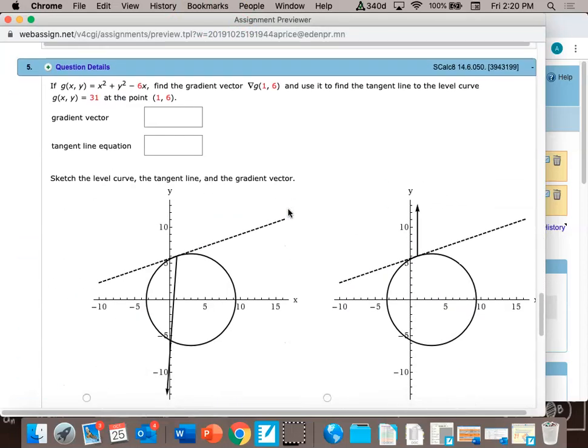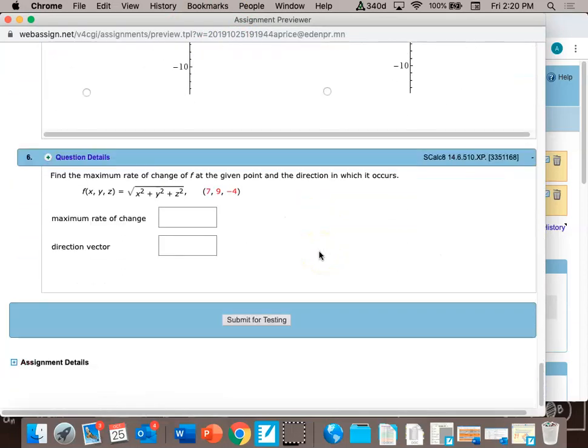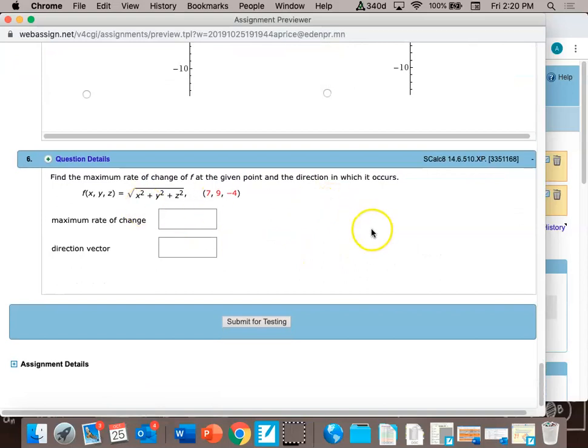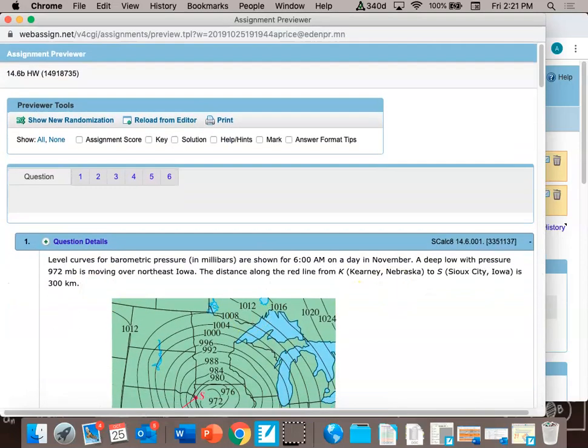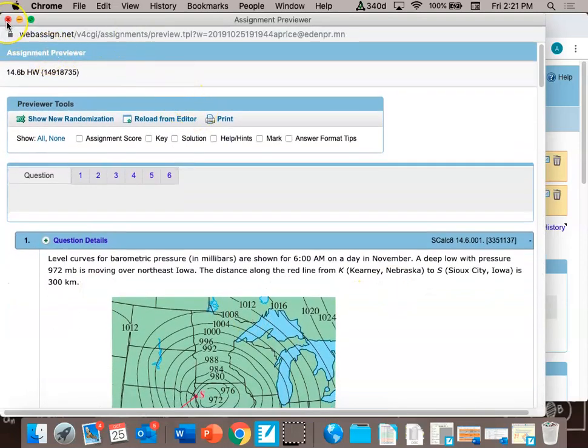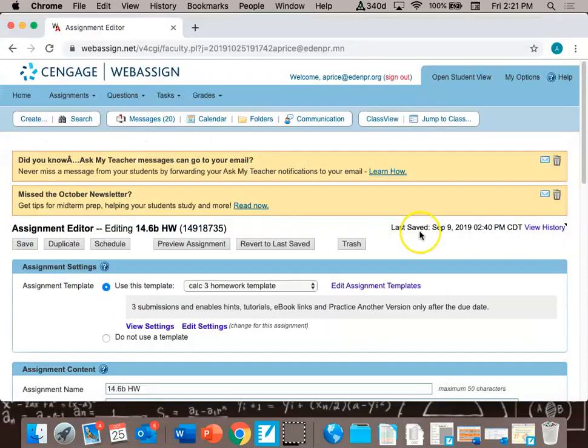Same kind of thing. Your homework's really easy. Then find the maximum rate of change at the point. Again, you're just doing gradient. The maximum rate of change would be the magnitude, and the direction would be the direction. So you could totally do your homework. There are no heat-seeking particles. Everything's very normal. So I think we're good.